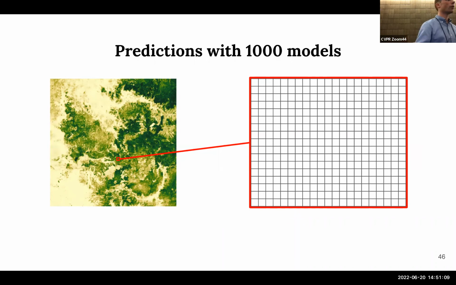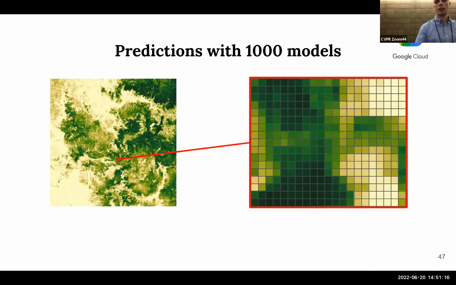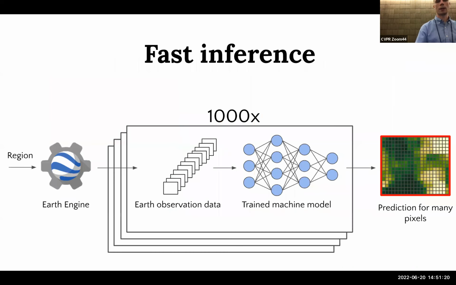So what we're doing now, or what we're going to do soon, is predictions with thousands of models. And that is much faster. And we can do that because we have access to cloud computing now. And so that's fast inference.